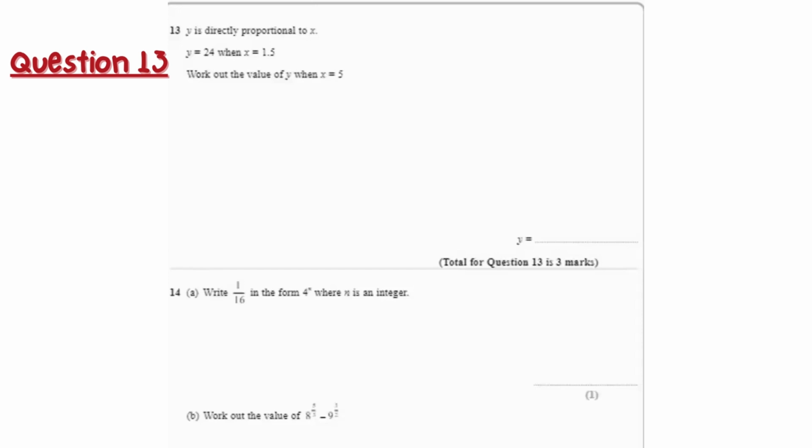Question 13 says y is directly proportional to x. y equals 24 when x equals 1.5. Work out the value of y when x equals 5. So if it's directly proportional, that means it's going to be y equals k times x, which means when y increases, x will also increase. When y decreases, x will also decrease. So let's substitute the values of x and y to find the value of our constant of proportionality, which is k.